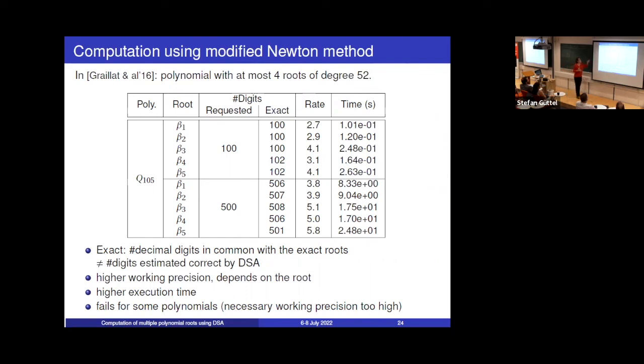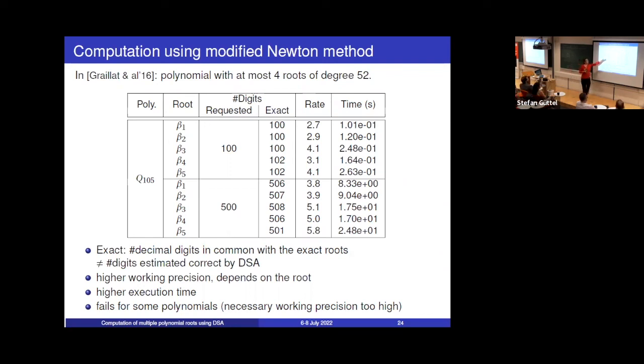We are interested, for instance, in this polynomial of degree 105. We have to apply the method 5 times to compute the 5 roots. We have the number of requested digits, the number of exact digits, so in common with the roots, which is not the number of digits estimated correct by DSA, because here we don't have the same theorem that we had for Newton method. Here it's modified Newton method.